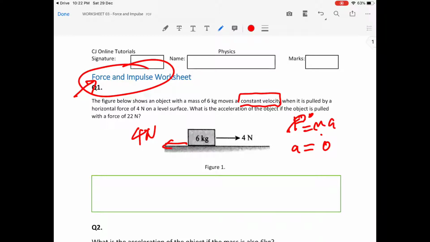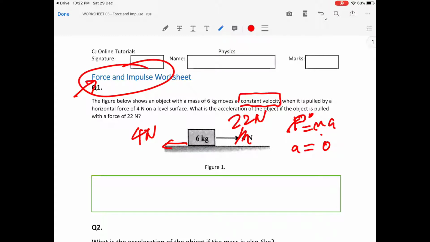Now it says that the force is changed to 22 newtons. The friction is still 4 newtons, so it doesn't change. It's the same floor, same box. The only thing that changed is the pulling force, which shouldn't affect the friction. So how do we do this question?